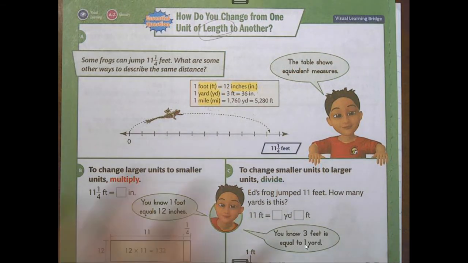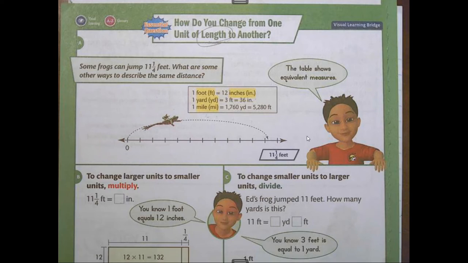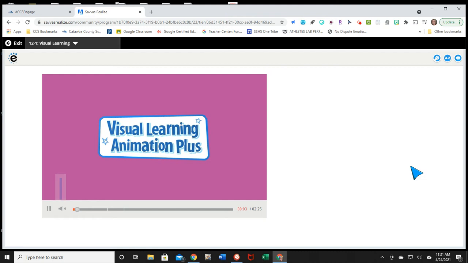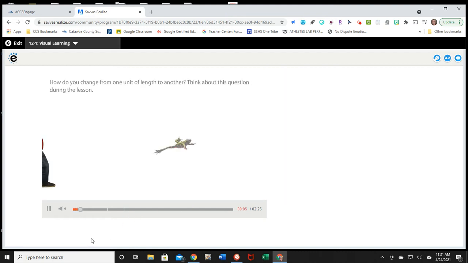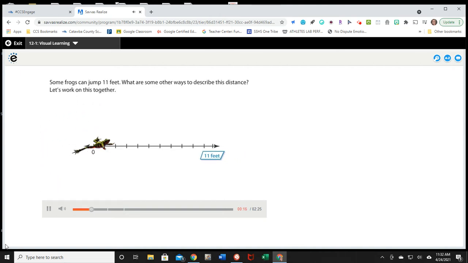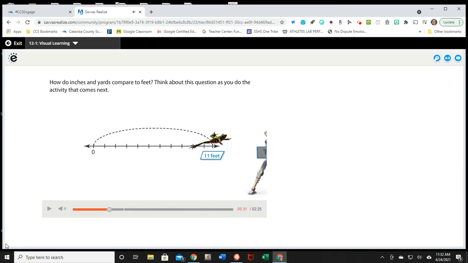I'm going to start with the visual learning situation here on page 490. How do you change from one unit of length to another? Think about this question during the lesson. Some frogs can jump 11 feet. What are some other ways to describe this distance? Let's work on this together. How do inches and yards compare to feet? Think about this question as you do the activity that comes next.